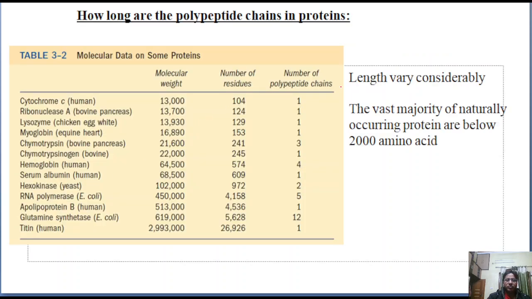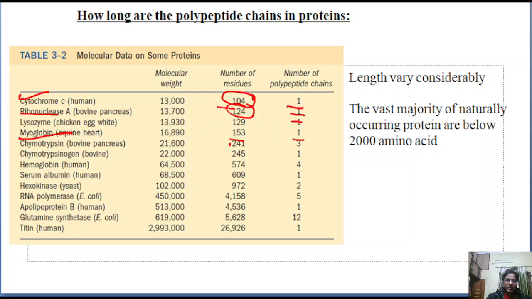This table is showing the molecular data of some proteins, like cytochrome C and ribonuclease A. You can see here this one has 104 amino acid residues. This one is made up of 124 amino acid residues, and here the polypeptide chain is just one polypeptide chain. Myoglobin also has a very important role in oxygen transport, and its number of residues is 153, made up of one polypeptide chain.